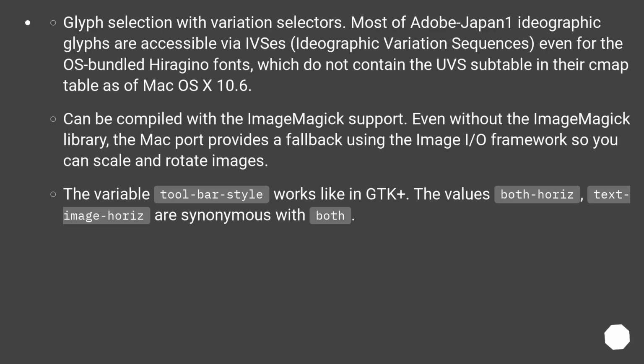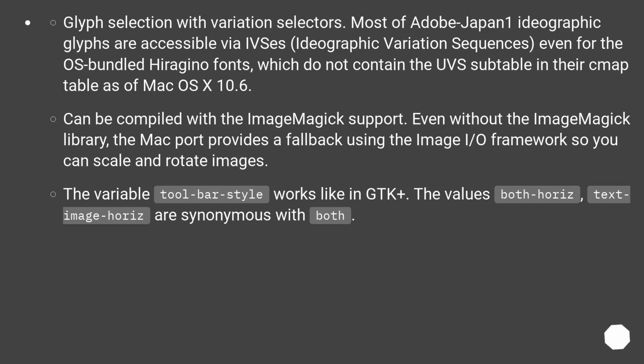Glyph selection with variation selectors. Most of the Adobe Japan 1 ideographic glyphs are accessible via IVSes, ideographic variation sequences, even for the OS-bundled Hiragino fonts, which do not contain the UVS subtable in their cmap table as of Mac OS X 10.6.